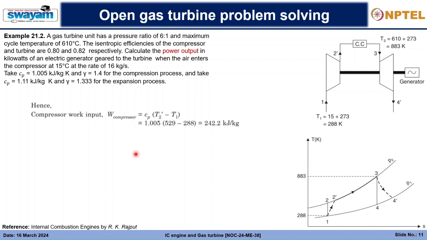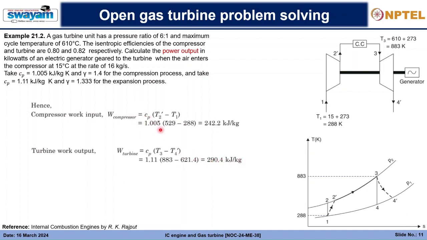Then if you know the values of T4 dash, T2 dash, T1 and T3, we can simply calculate the work required by the compressor, the work output by the turbine, and the heat supplied. So work of compressor is Cp into T2 dash minus T1, that is equal to 242.2 kilojoule per kg. Next, we have the work output by the turbine, that is Cp into T3 minus T4 dash, that is equal to 290.4 kilojoule per kg.